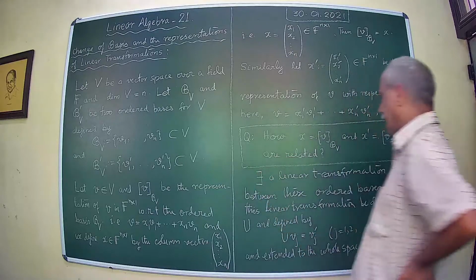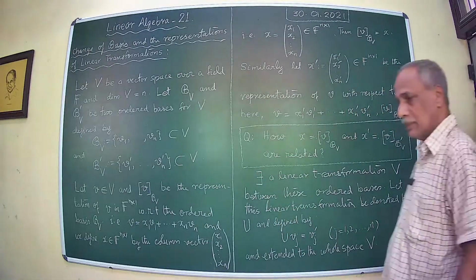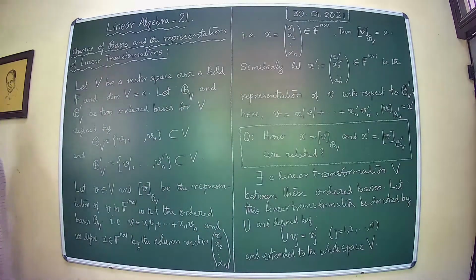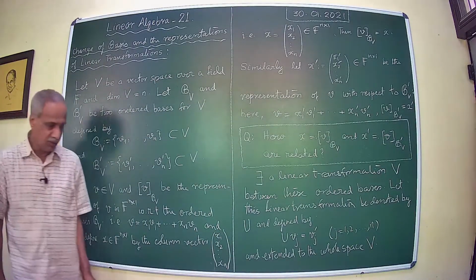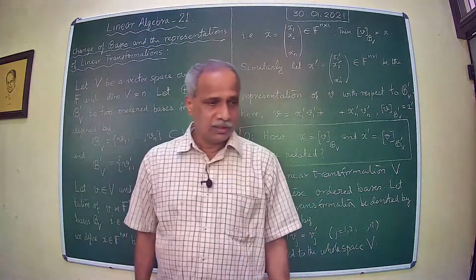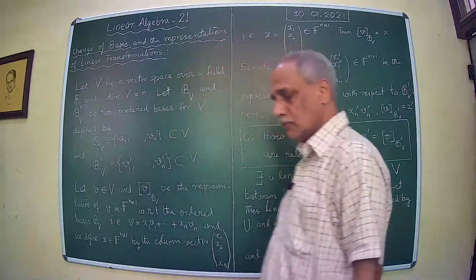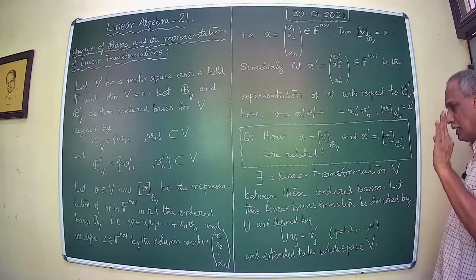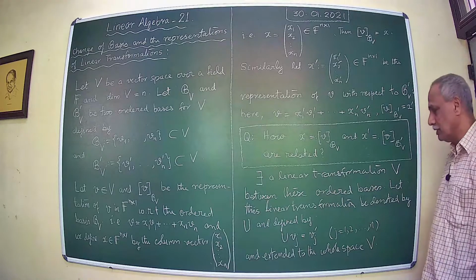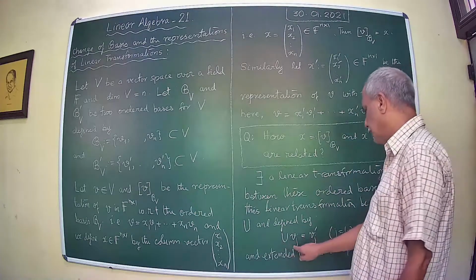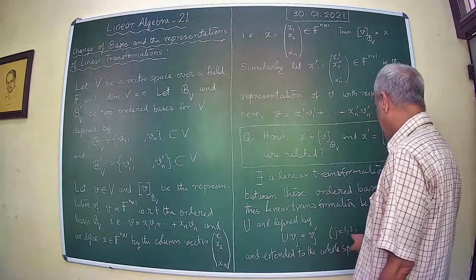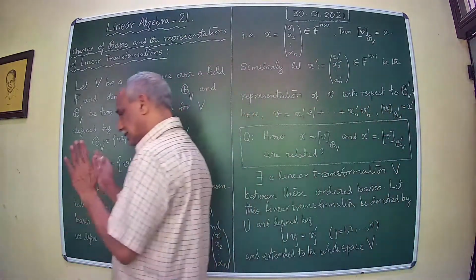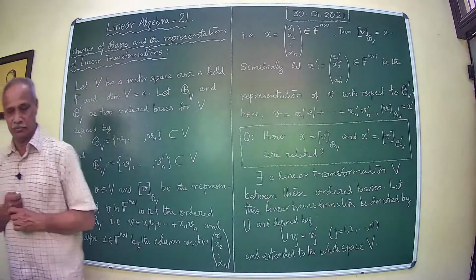In fact, you know that once we prescribe what a map does on an ordered basis, we are defining a linear transformation. Okay, there exists a unique linear transformation with the property that U of vj equal to vj prime for j equal to 1 to n, and this is the linear transformation that we are designating by U.